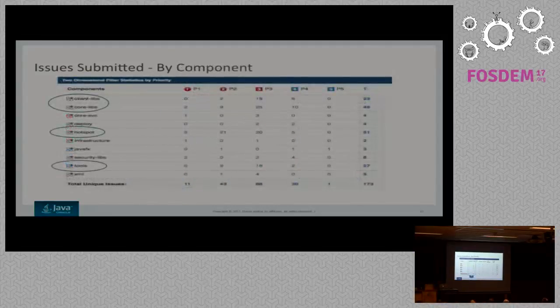So that's by priority. Now, if you look at the different components, if you were to look at a similar graph as this 12 months ago, you would have seen that hotspot was the one that was getting the most bugs. Client and core libs have caught up very much so in the last while. So they have a total of 46 and 23, whereas hotspot still is just up there with 51. But what we can see is that the number of bugs is actually going down.